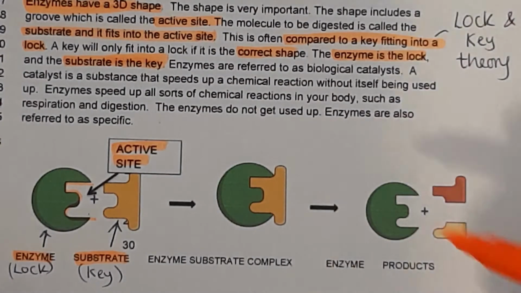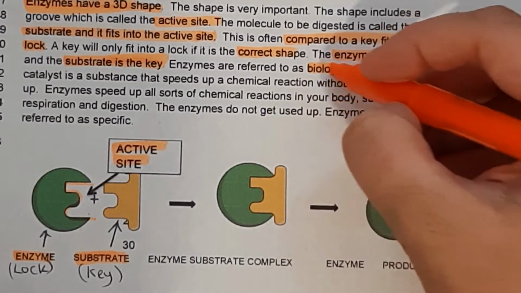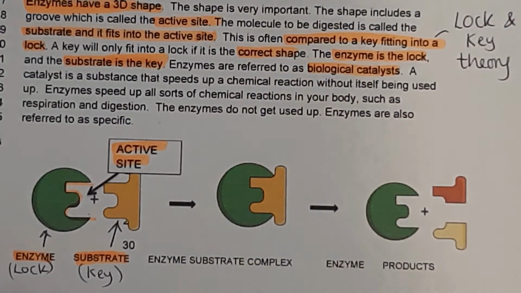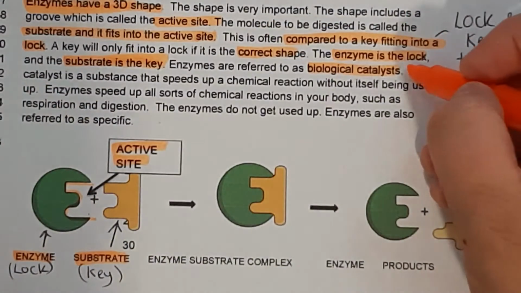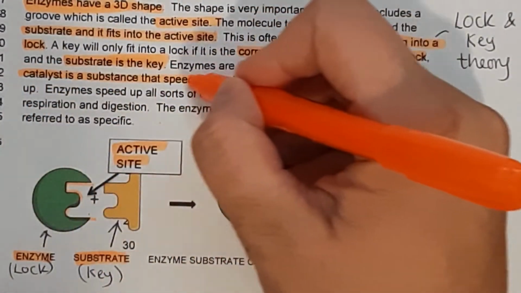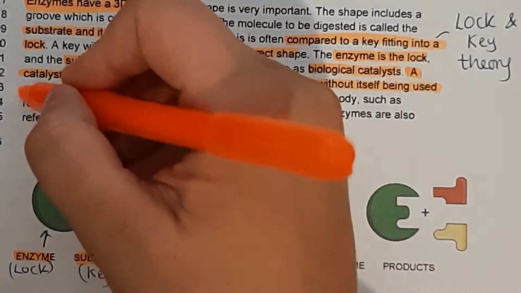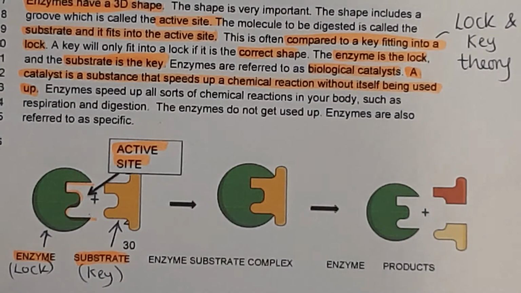Now, enzymes are referred to as biological catalysts. And remember, a catalyst is a substance that speeds up a chemical reaction without being used up itself. So we need to remember what a catalyst is, that's very important. This is a definition you are often asked for in exams. Now, enzymes speed up all sorts of chemical reactions in your body, such as respiration, okay?